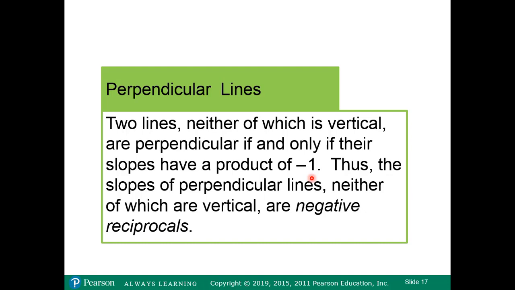If you know that two lines are perpendicular, then it must be true that the product of their slopes equals -1. So in other words, the slope of one line has to be the negative reciprocal of the other line. If that's true, they're perpendicular.